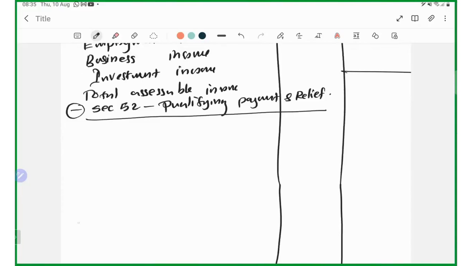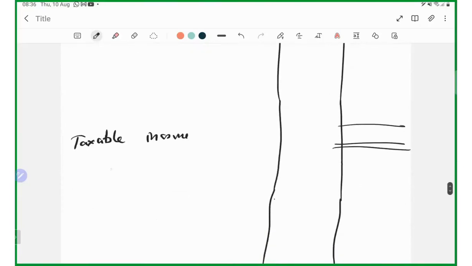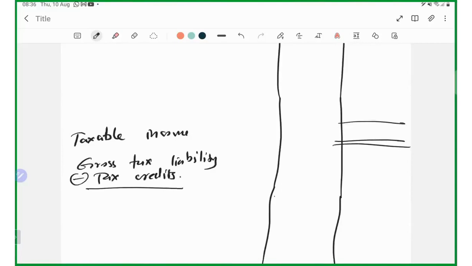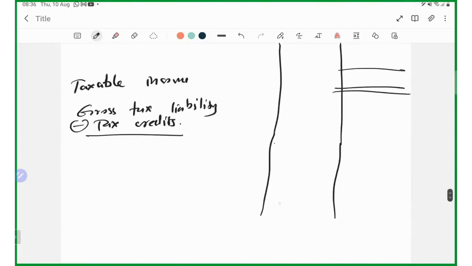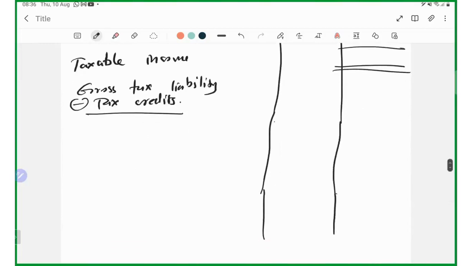Taxable income. Total taxable income. Once you calculate the taxable income, you can take the gross tax liability. From that gross tax liability, you can deduct the tax credit. So what are the available tax credits? We'll see when we are doing the calculations. Then you can take the balance tax payable.